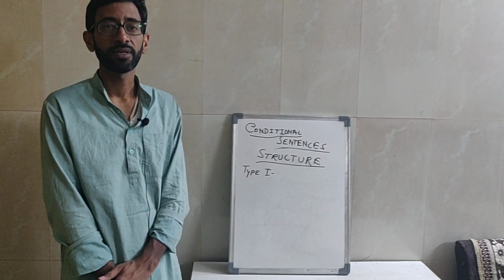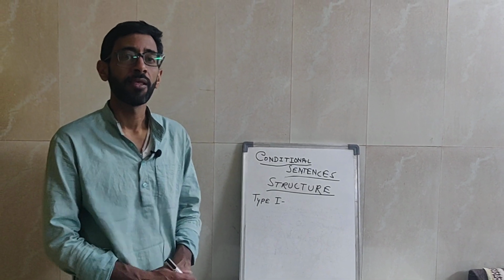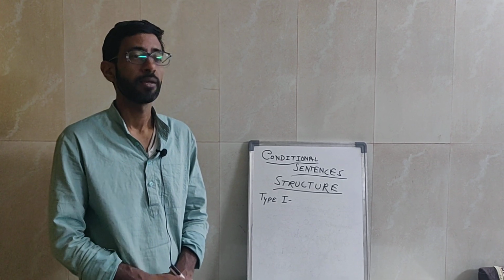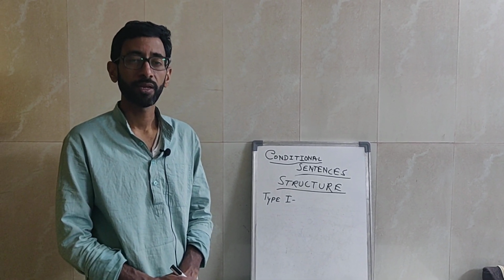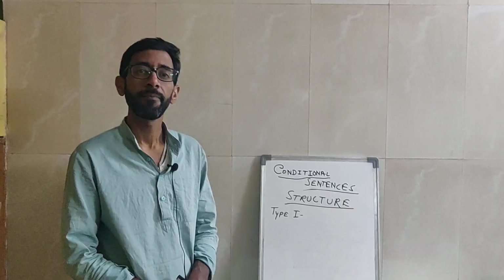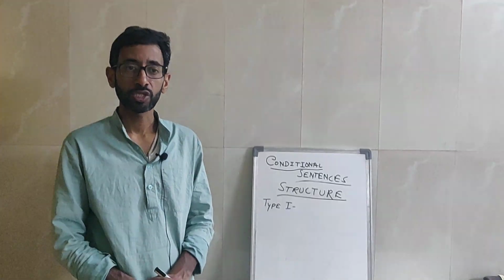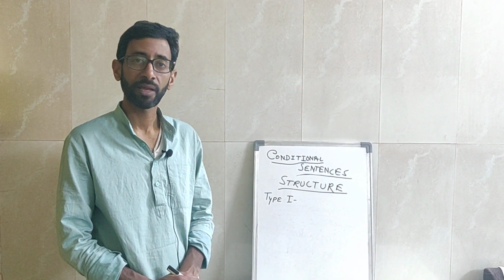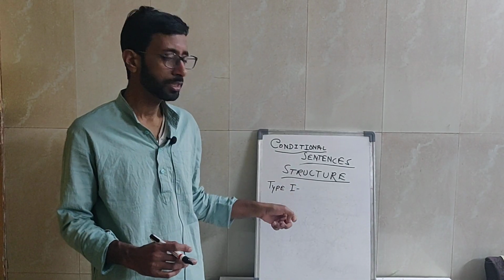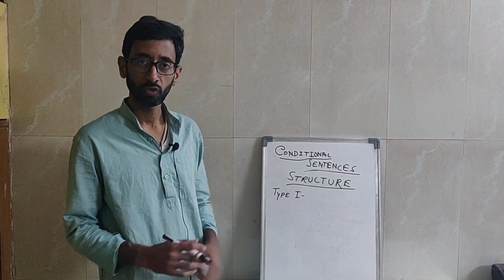Hello friends, today we are studying the structure of conditional sentences. We have already studied that conditional sentences are of three types: type first, type second and type third, and they are used to express possible, probable and impossible conditions. So in this lecture we will study about the structure. What is the structure of type first conditional sentence? What are their uses? What is the structure of type second and type third, and so on.